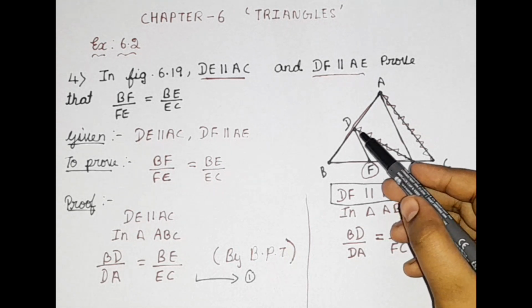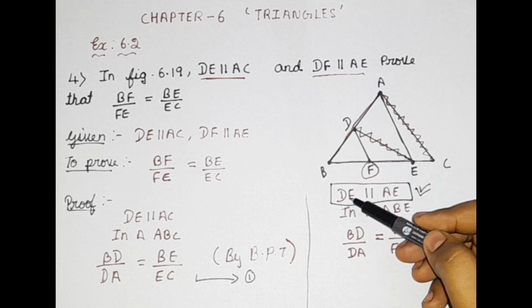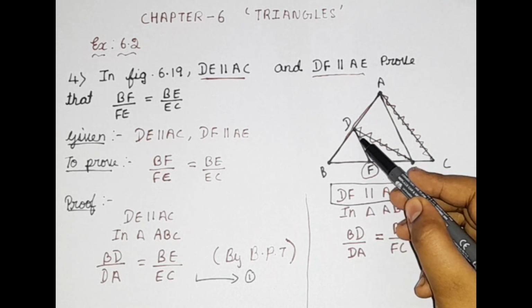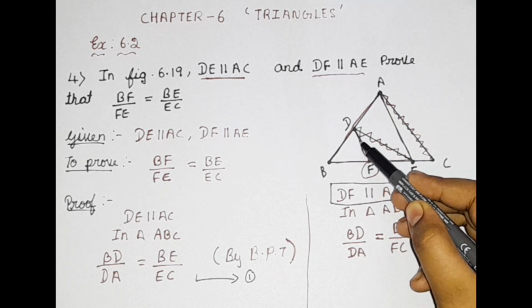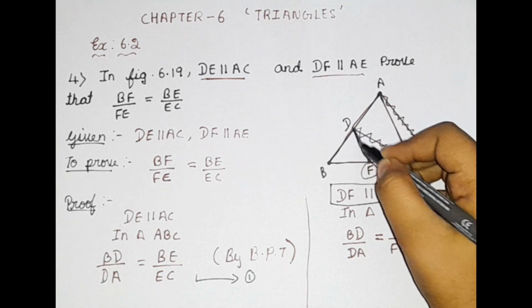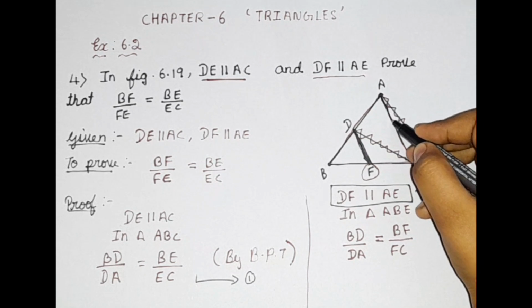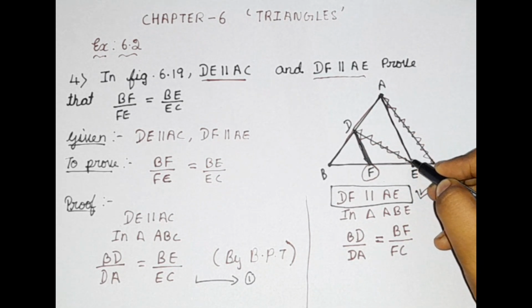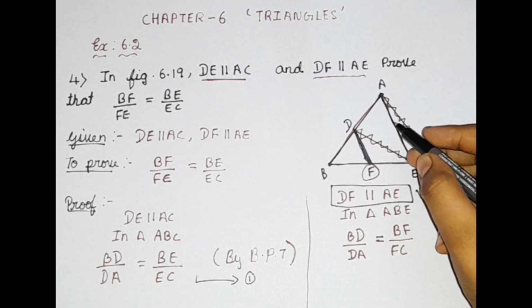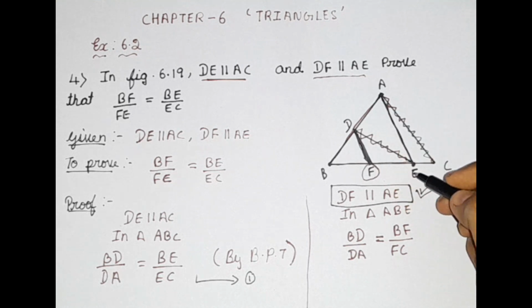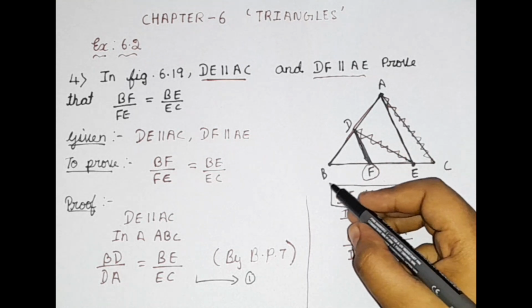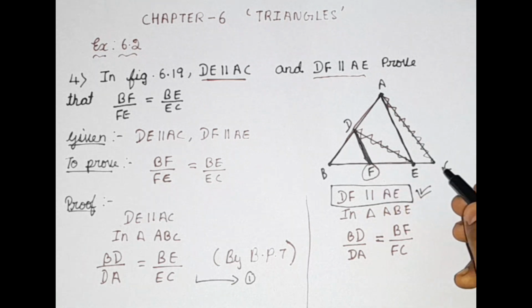According to this condition, where is DF? DF is right over here. And where is AE? AE is right over here. Since DF is here and AE is here, while applying BPT, we took BF by FC.